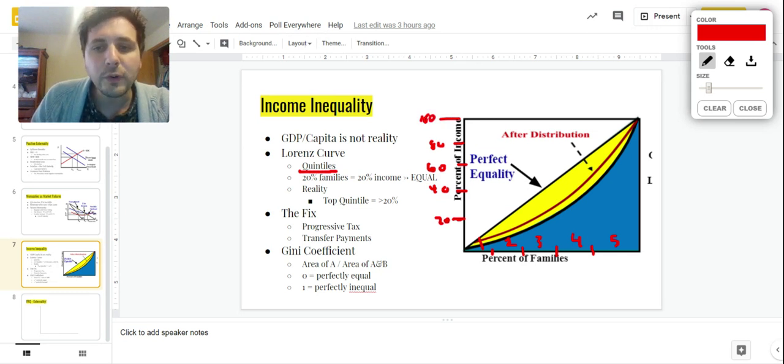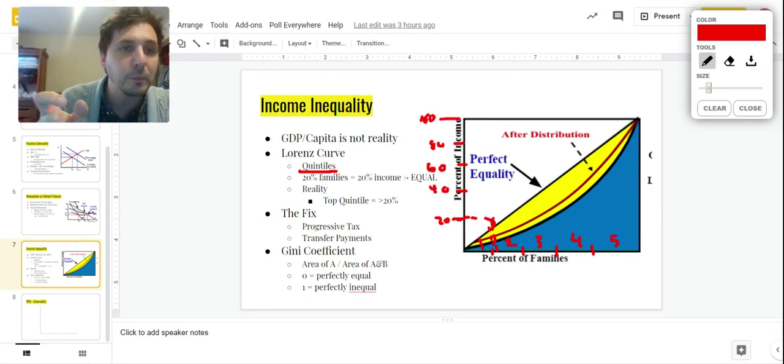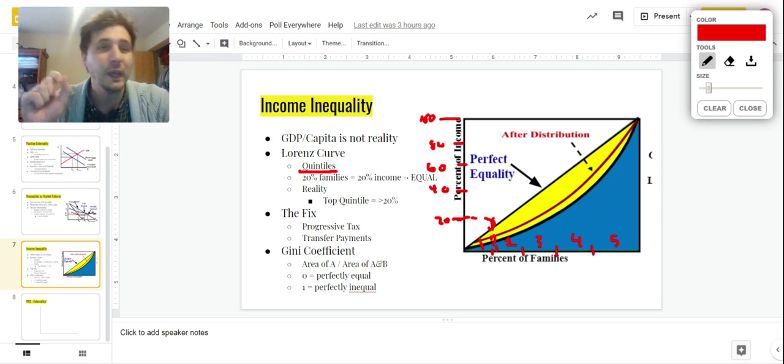Whenever the first quintile owns the first 20% of the income, that means we have perfect equality. Every 20% of our population owns 20% of the income. There's nobody that's super wealthy and nobody that's super poor. In other words, everybody has the exact same amount of money. That's perfect equality, symbolized by this diagonal line. It serves as a reference line for us because perfect equality is impossible to obtain.